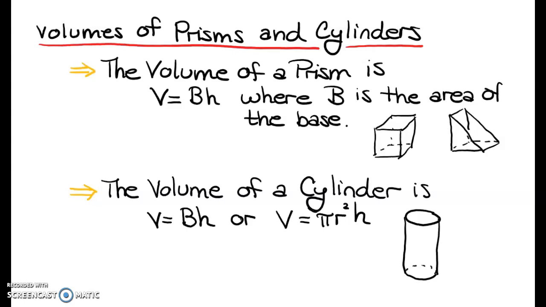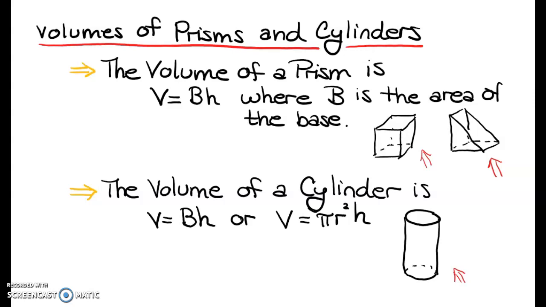In this video, we're going to review how to find the volumes of prisms and cylinders. And remember, a prism looks like something like this, where you have two parallel sides and the faces are polygons. A cylinder has a circular base. So whenever you have a circular base, you have a cylinder. If you have a different shape base, then it will be a prism.